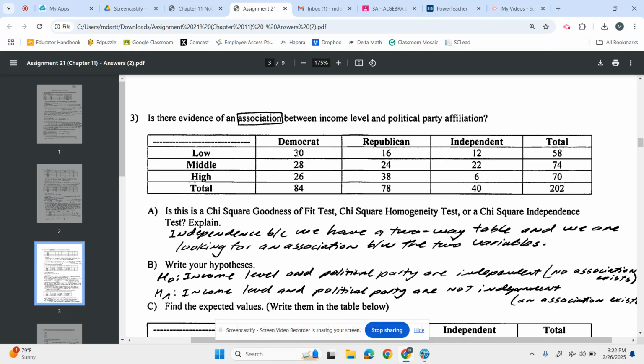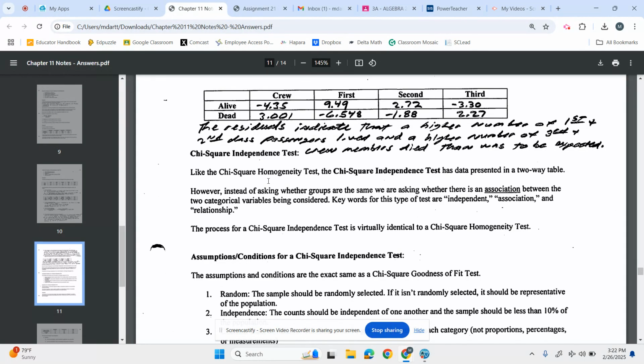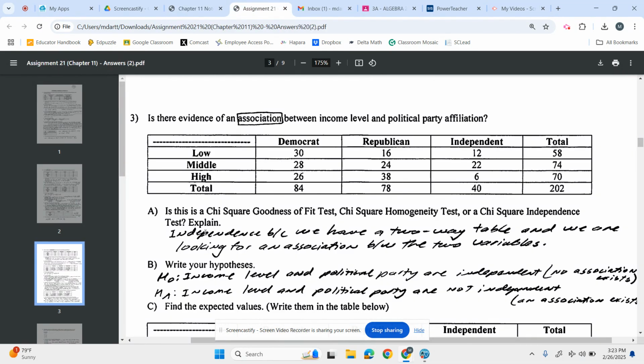All right, now we're on question 3. Now notice again I have a two-way table. When I see a two-way table, I should be thinking either homogeneity or independence. And in this case, I see the word association. If we have a two-way table and I see words like independence, association, or relationship, that's a sign that it is an independence test. So it's a chi-squared independence test, because we have a two-way table and we're looking for an association.